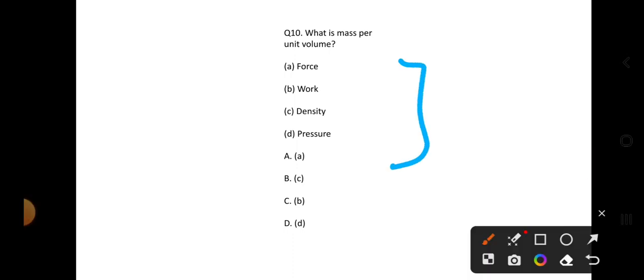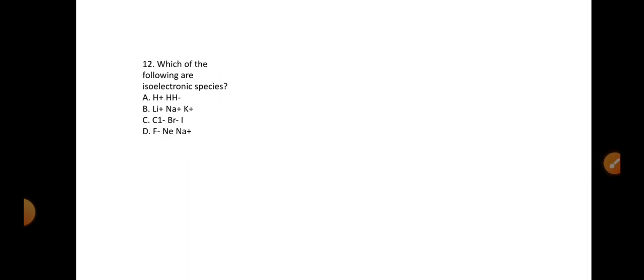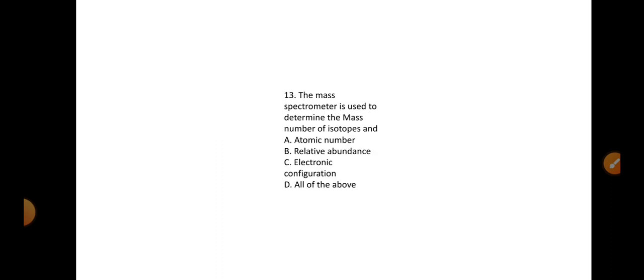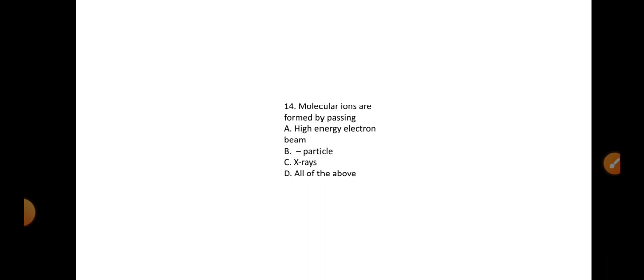So this is again a very easy question. 11, diameter of an atom is in the order of. Chemistry starts from here. 12th, which of the following are isoelectronic species? 13, the mass spec is used to determine the mass number of isotopes. And an easy question if you know molecular techniques or biophysical techniques.